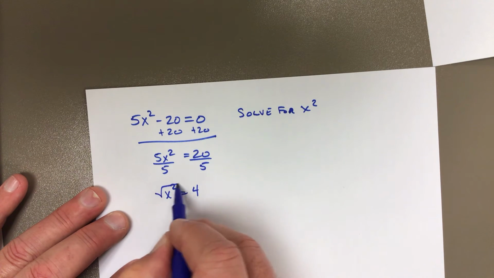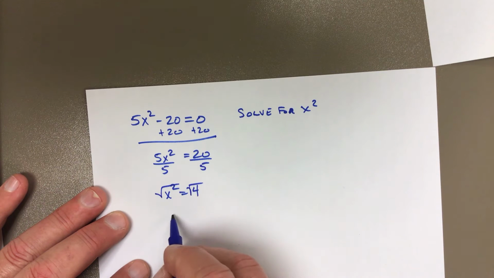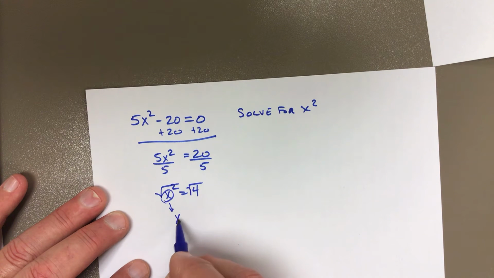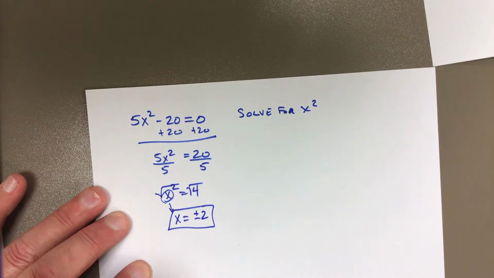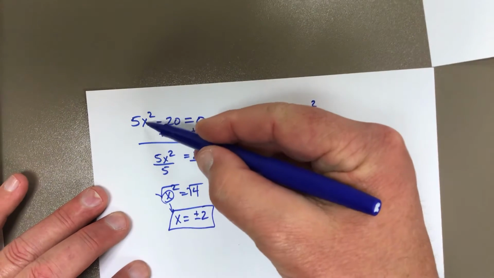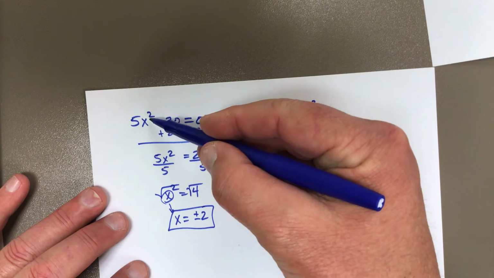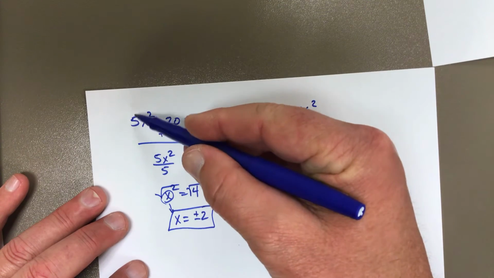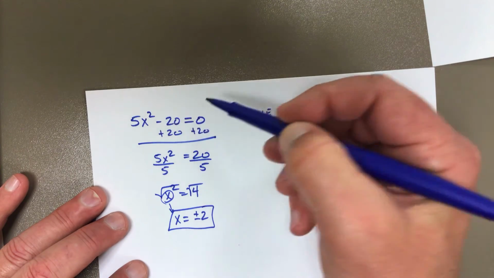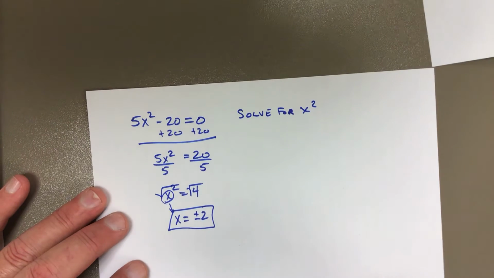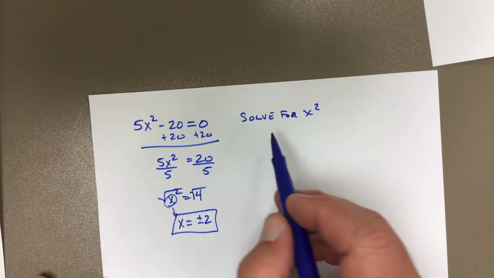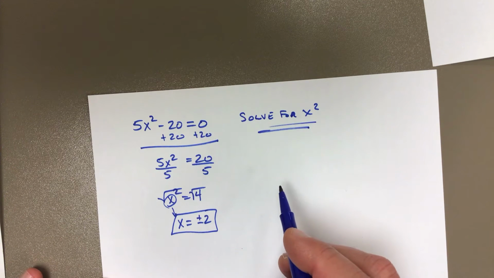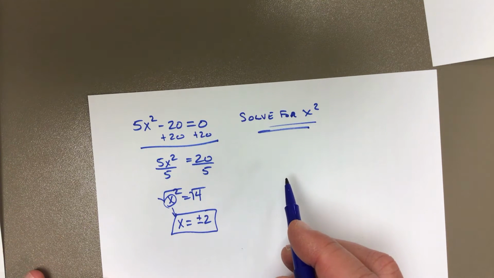So then I take the square root of both sides, and now the x falls down, and I get plus or minus 2, because that's what I need. So if I put negative 2 in here, negative 2 squared is a positive 4. 4 times 5 is 20. 20 minus 20 is 0. That's what I want. All right, so solving by square roots, your key is to get the x squared term by itself and then go from there.